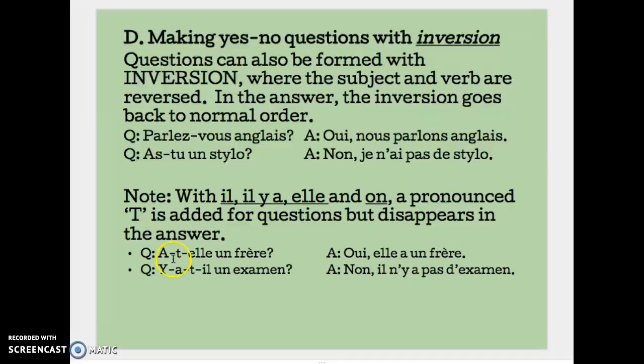There is kind of an additional step to take when you have a subject pronoun of il or elle singular or also on. When you do inversion, you're going to have this T appear. It's a matter of pronunciation. When you flip back everything into the correct order in the answer, the T disappears. So, does she have a brother? Yes, she has a brother. Is there a test? No, there isn't a test.